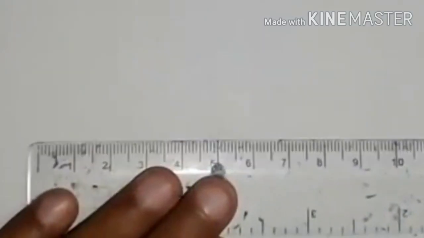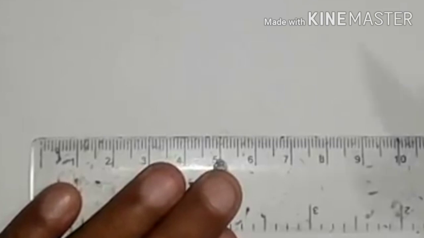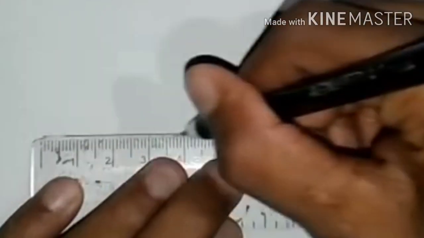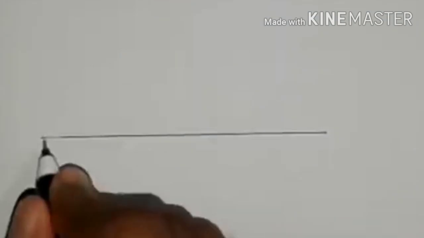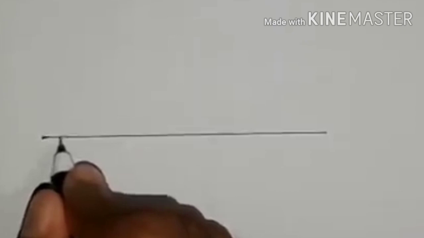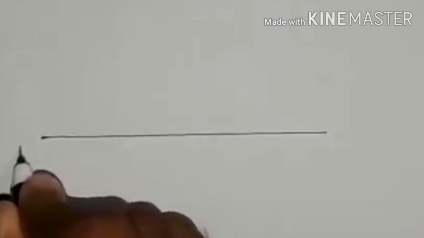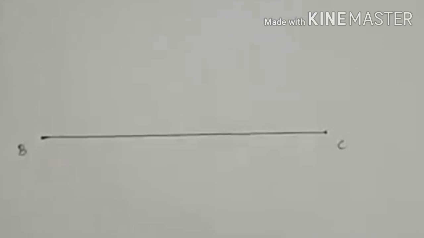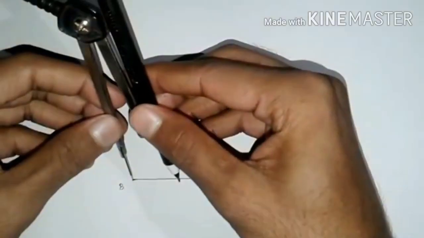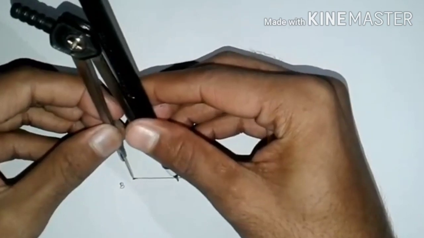Use your ruler, draw 8 centimeter line segment and label it as BC. Next we have to make an angle 90 degree at B.